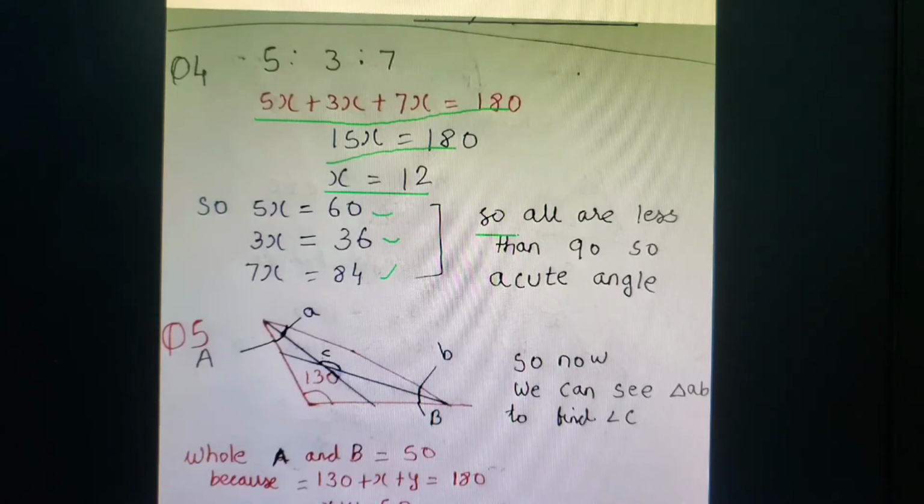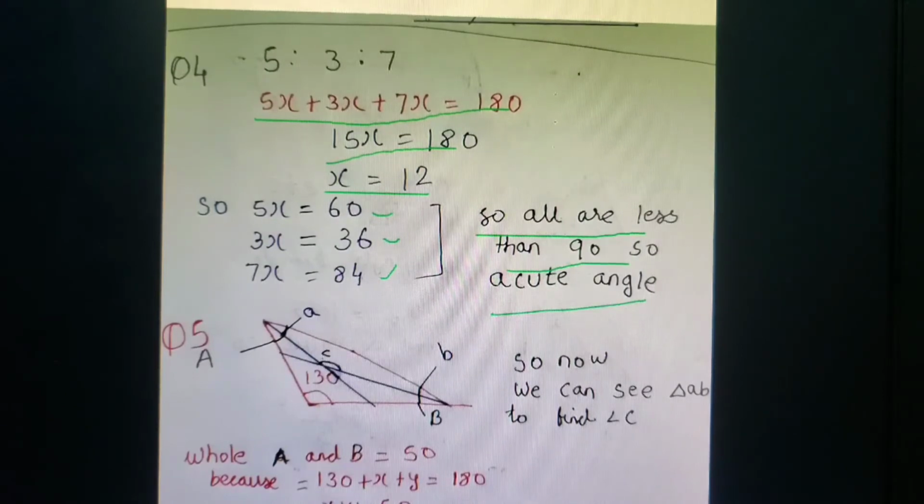So all angles are less than 90, so it is an acute angle triangle. You all know the difference between acute angle, obtuse angle and right angle. Yes, so you can note it.